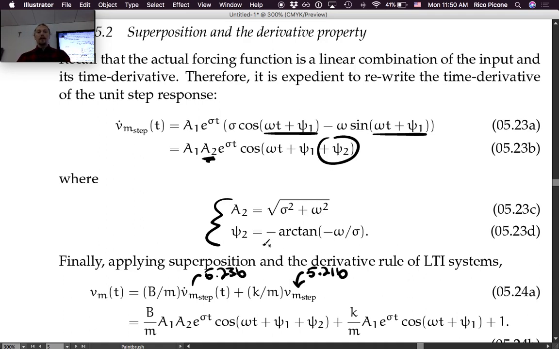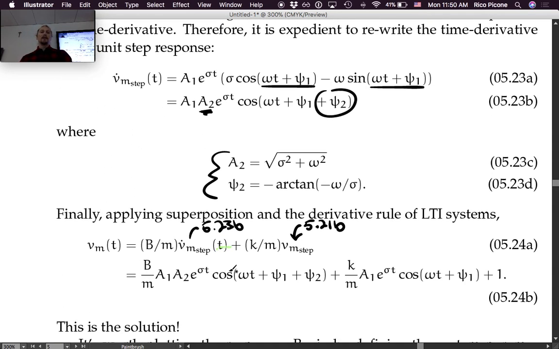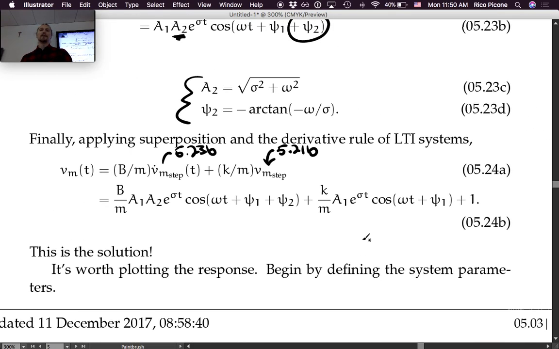Now, all we need to do is plug it in and take the linear combination of them. So b over m times this, k over m times that is the solution. It is our solution by superposition and the derivative rule. And that is just this.